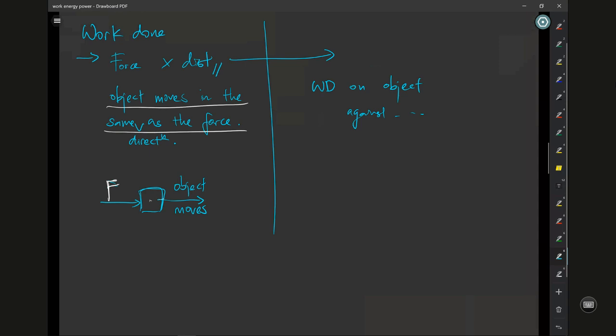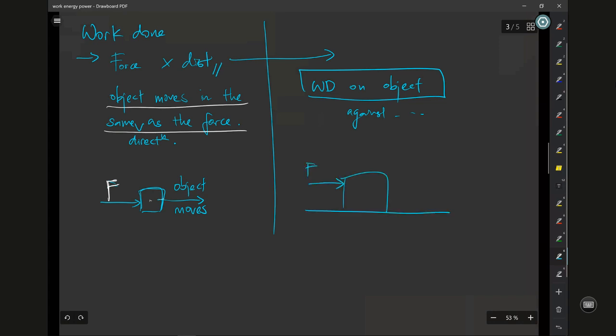First thing, let's look at work done on object. Work done on object is simple. Let's say I have a box, I push it here, and the final motion is that the box eventually moves in this direction as well. So there's work done on the box. It's like pushing a box forward.